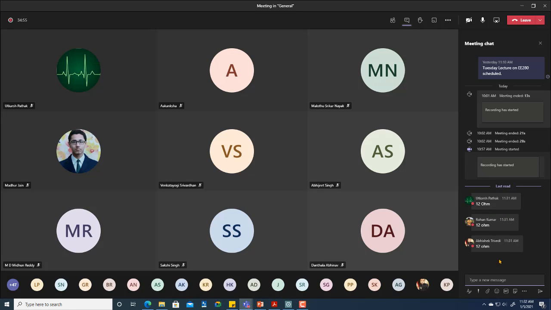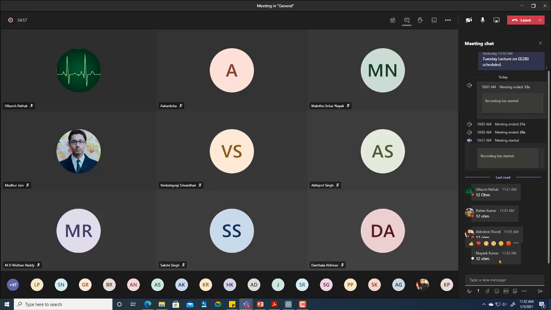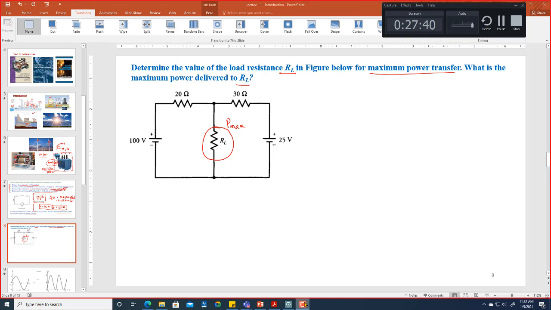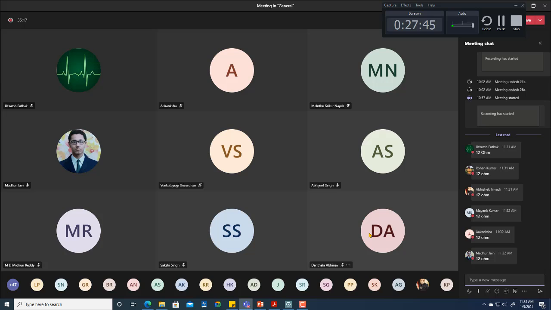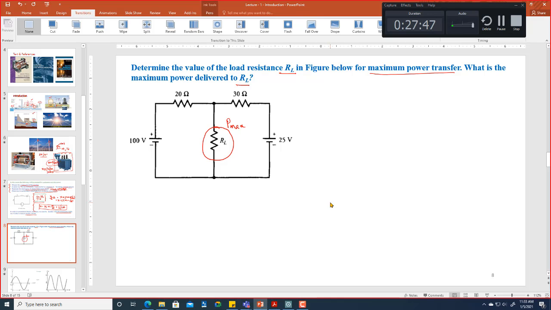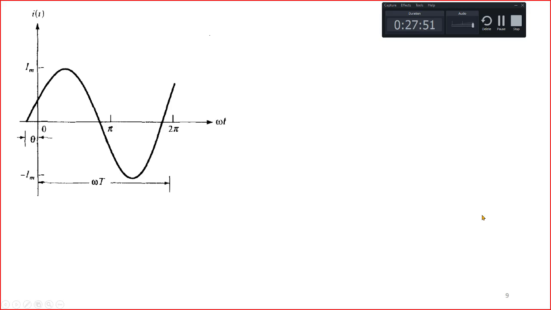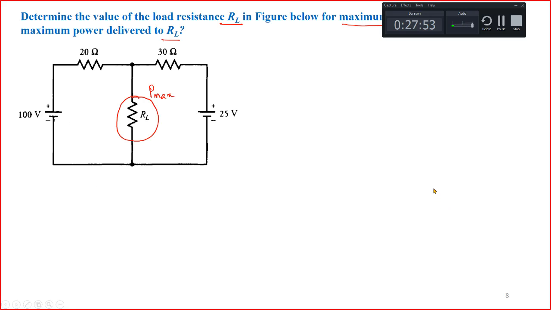Somebody has answered. Utkarsh Pathak 12 ohm, Rohan Kumar 12 ohm, Mayank Kumar 12 ohm. Very good. Okay. So very good. In fact, you have done this. So let us see how you did.